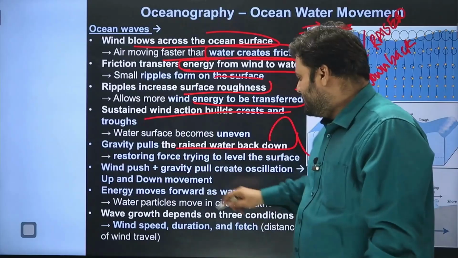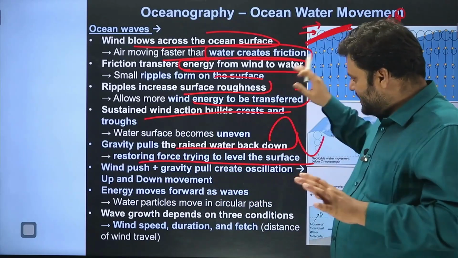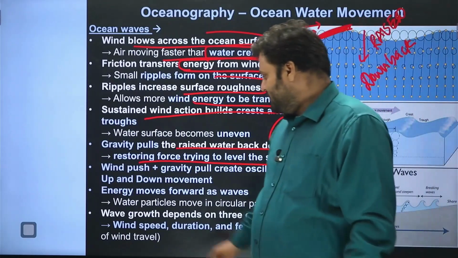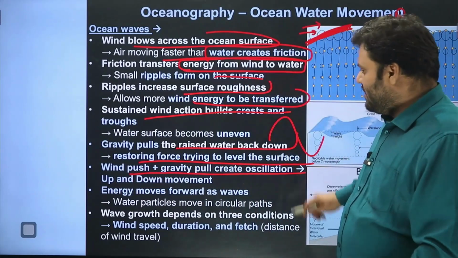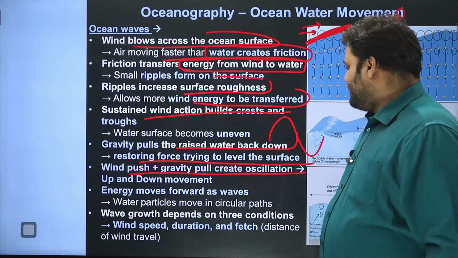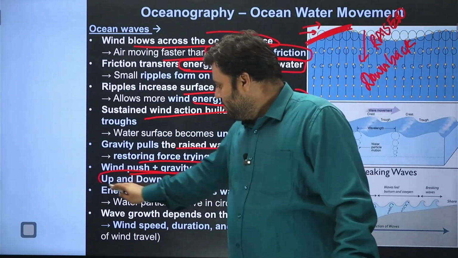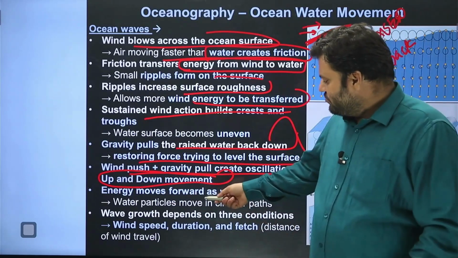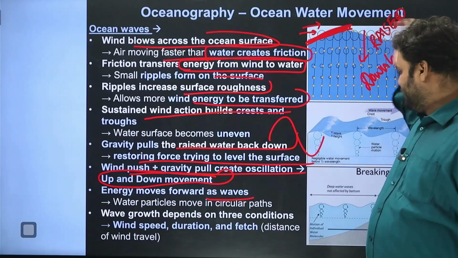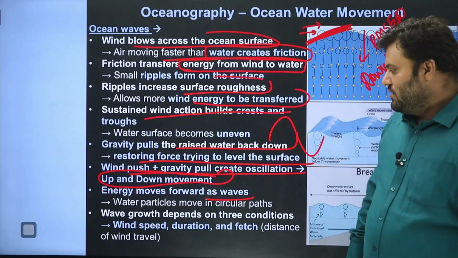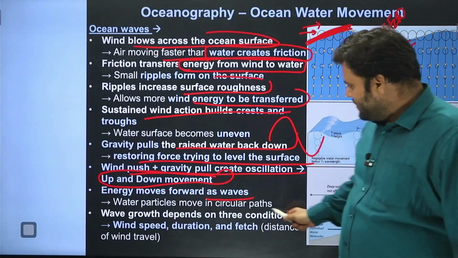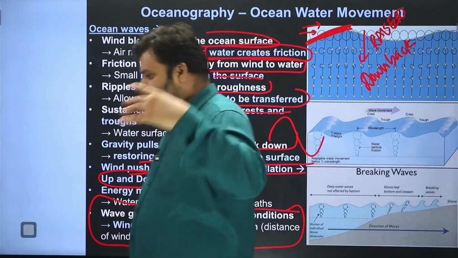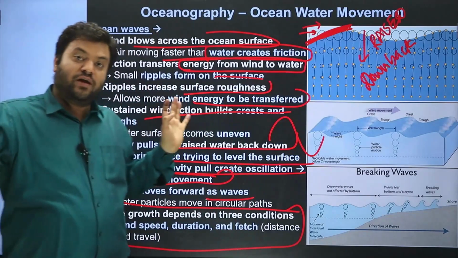So gravity is here the restoring force, which is responsible for the downsurge or backward portion of this wave. When wind pushes, and gravity pulls, they create the oscillation. So up and down kind of movement is there. We have already explained this thing. And that's how the energy moves as a wave, with respect to the forward water which is supposed to be there. And whenever we have wave growth, it will depend on how much height there would be and how much wavelength there would be.